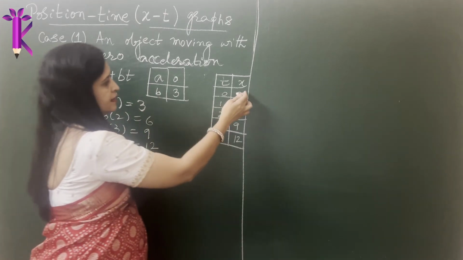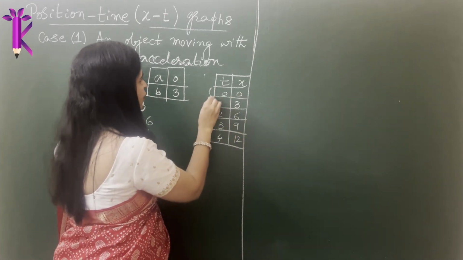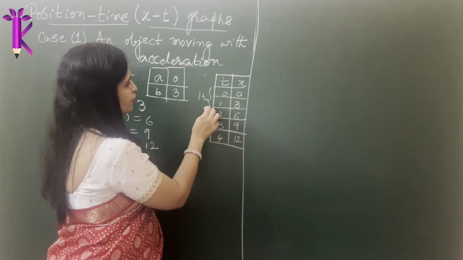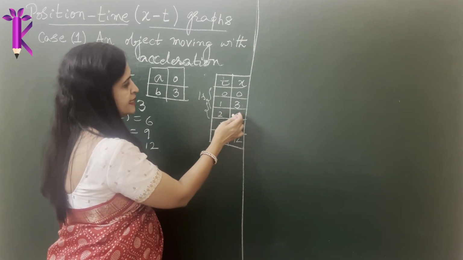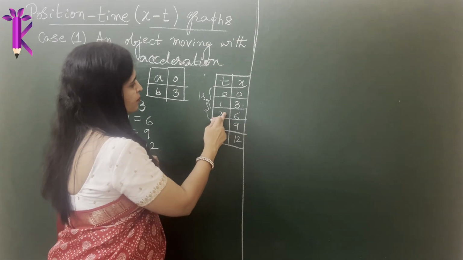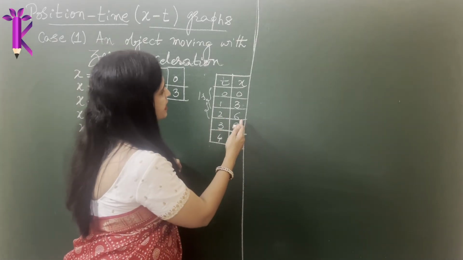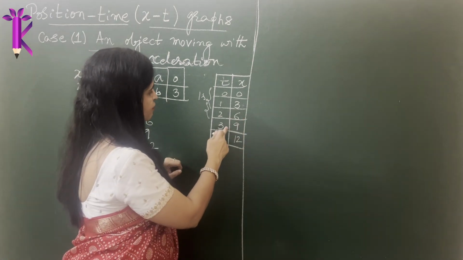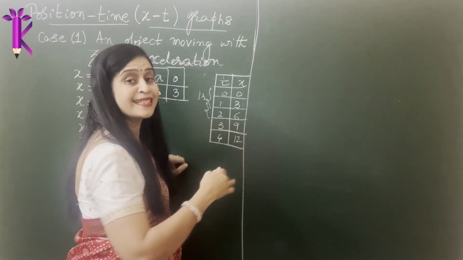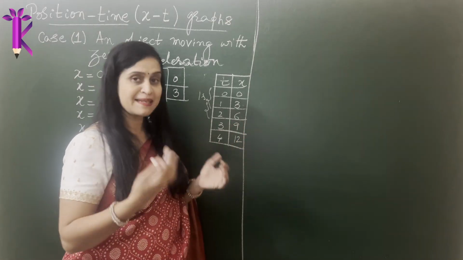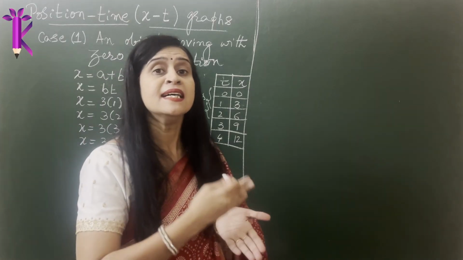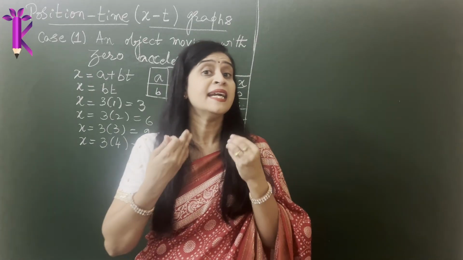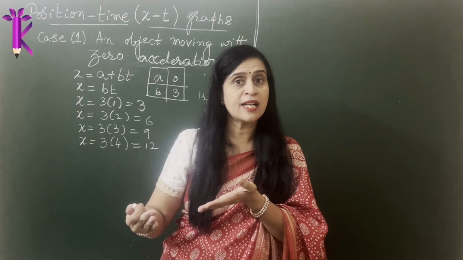You see that there is an equal jump. For a change of 1 second, what is the change in distance? 3 minus 0 is 3 meters. Then again for a change of 1 second, from 1 second to 2 seconds, 6 minus 3 is also 3 meters. From 2 to 3 seconds, the change in distance is 9 minus 6, also equal to 3 meters. Similarly, from 3 to 4 seconds, 12 minus 9 is also equal to 3 meters, which means the distance covered is the same in equal intervals of time. In other words, it covers equal distances in equal intervals of time.